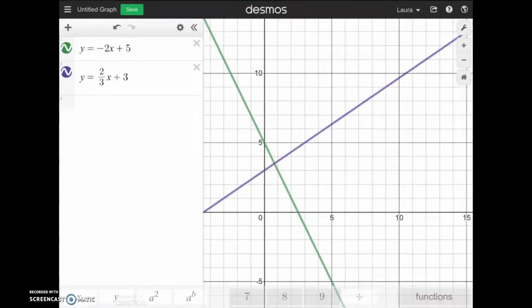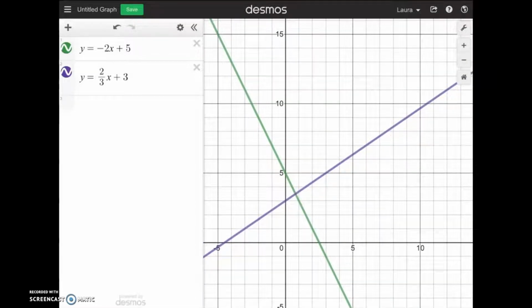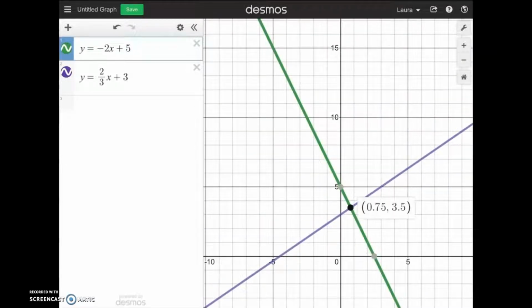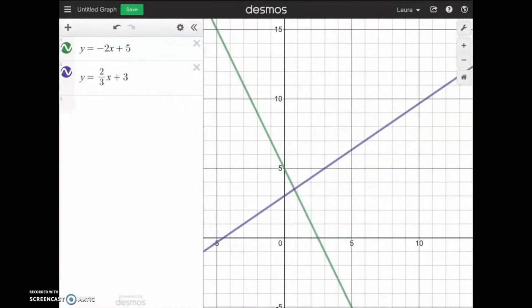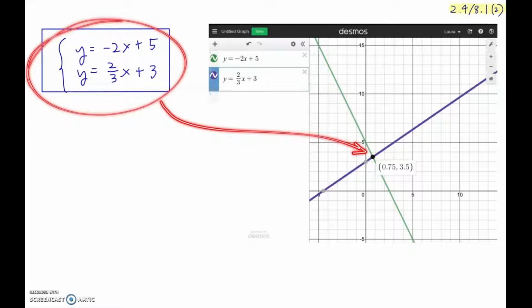Okay, so we have these two lines, the green one and the purple one, and there is this point that they intersect at. This is no coincidence: the point that they intersect at is the solution to the system. It's the one point that both of them have in common. It's the one ordered pair that works for both equations. So when I graph this system, their point of intersection is the solution to the system.